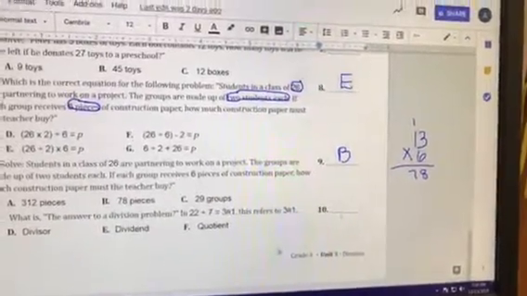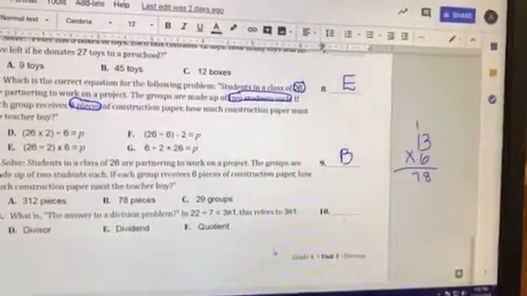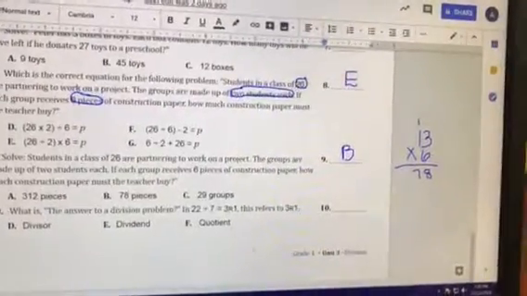Finally, number 10. As we've been talking about this whole test, the answer to a division problem is the quotient.